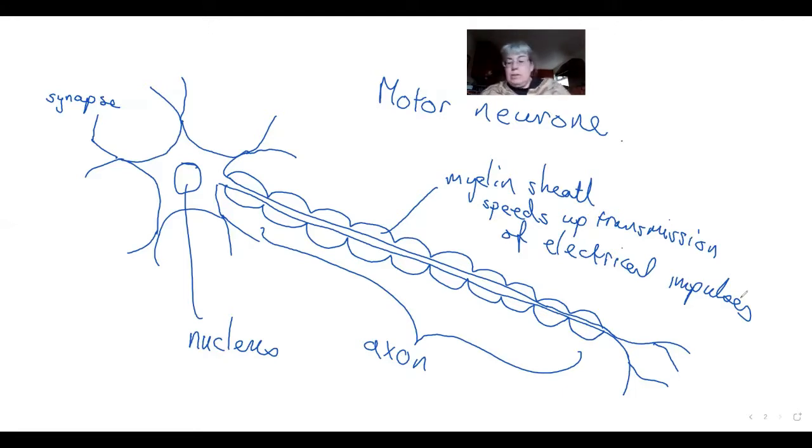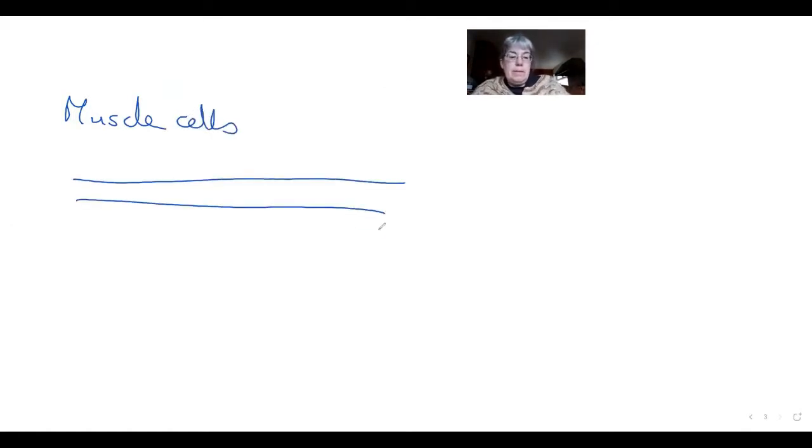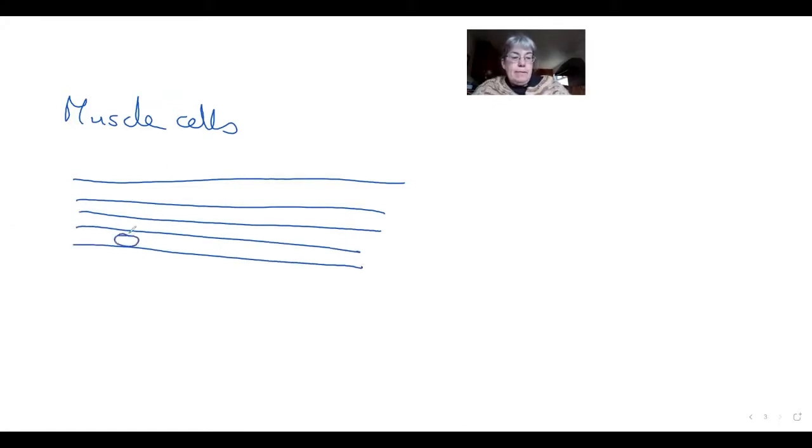The last one you need to know about are muscle cells. Well, muscle cells have to be able to contract. So they're basically long fibers which are capable of contracting. They come out looking like this, and they have the odd nucleus. That's all you need to know about muscles.